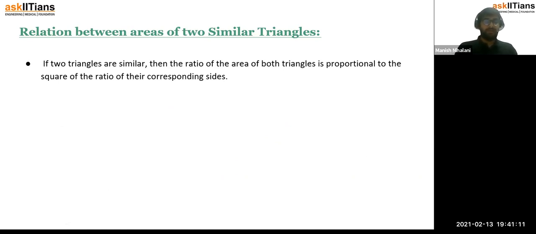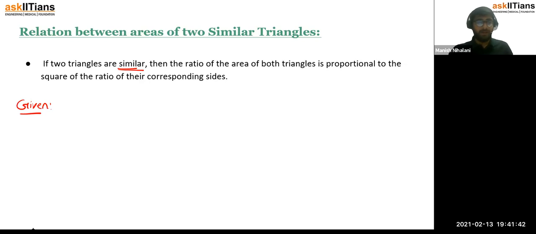Now comes the interesting part. If you have the area of both the triangles, how is the area of the two triangles related to the sides of the triangles, right? This is what we need to understand. So let's start with two similar triangles first. It is given that the two triangles are similar. So we would say what we are given.